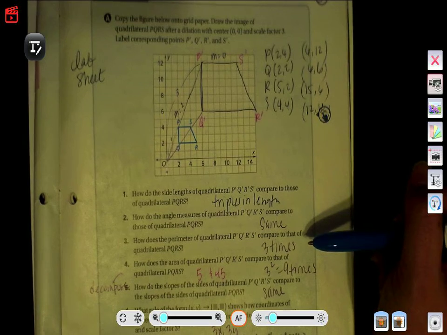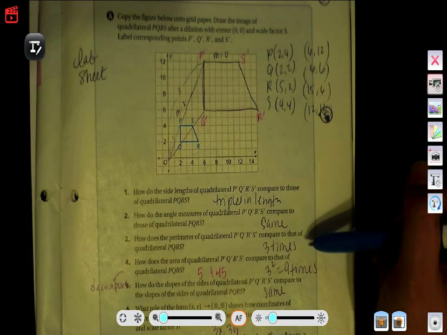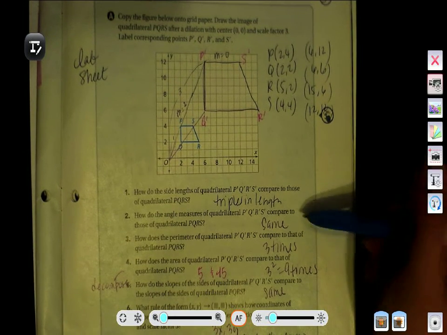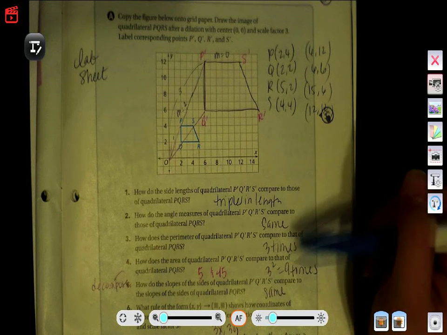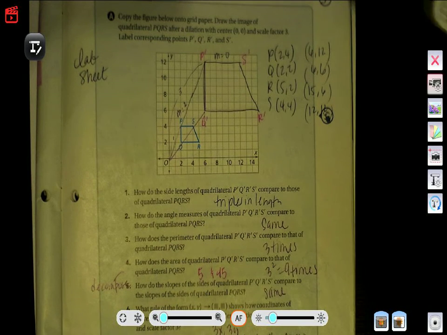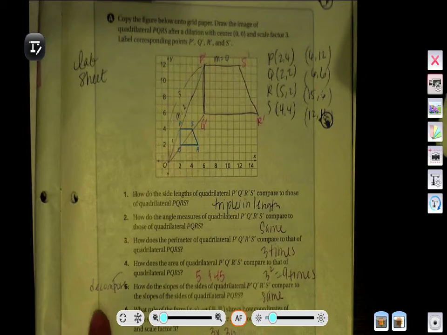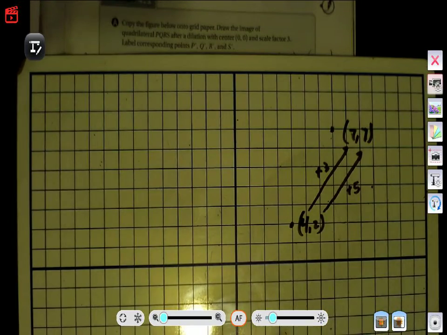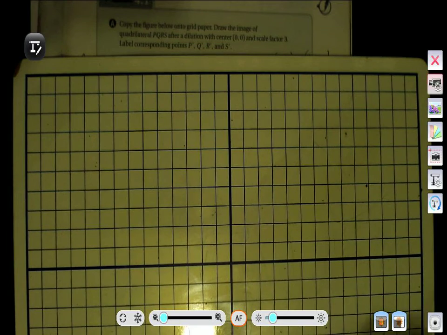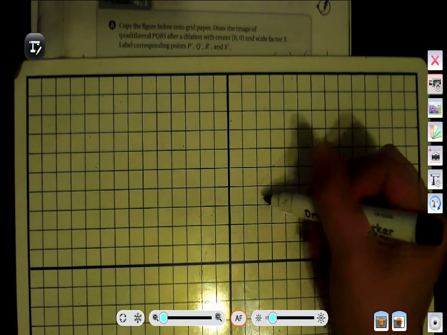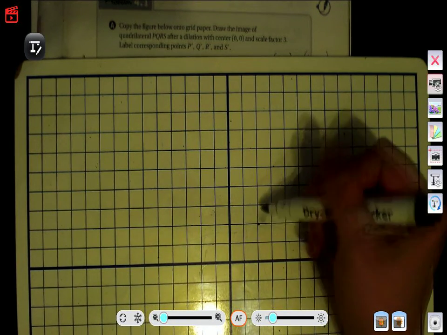Let me just push autofocus. Okay. As far as how do the areas of the quadrilateral compare? Well, I'm actually going to just show you how to decompose the smaller one, like I said to you. So this is something we learned back in the Looking for Pythagoras book. It was 2.